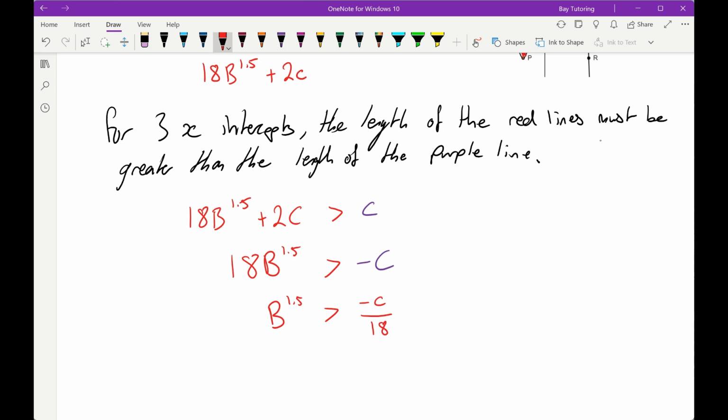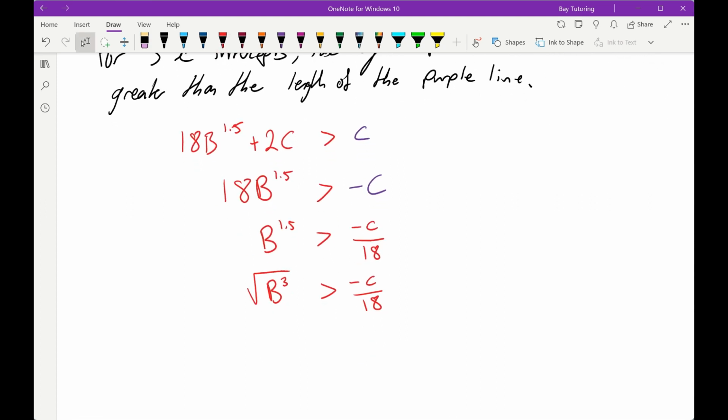Now we were asked to give this with positive integers, so we need whole answers. So I'm just going to rewrite the b to the power of 1.5. So 1.5 is 3 divided by 2. So we could write this as the square root of b cubed. That has to be more than negative c over 18. And now square both sides. So we get b cubed is more than negative c over 18 squared.